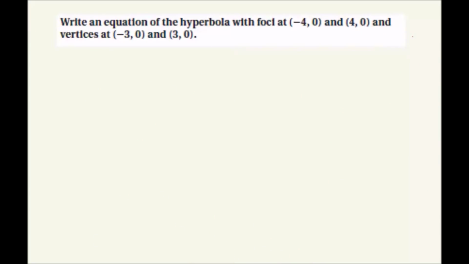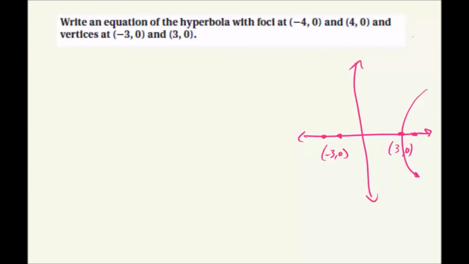All right, this is the second example. It's just going backwards. Write the equation with foci at negative 4, 0, 4, 0, and vertices at negative 3, 0, 3, 0. So I have to draw myself a little graph just so I know generally what type this is. So the vertices are at negative 3, 0 and 3, 0. Foci negative 4, 0 and 4, 0. So it's going to look something like this. Okay, this is a left and right one.